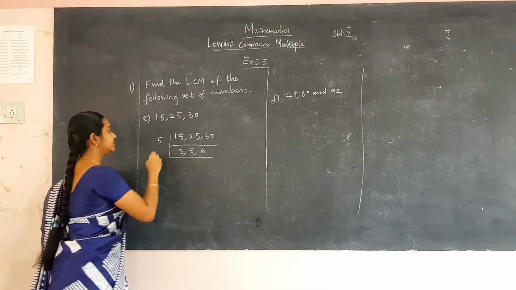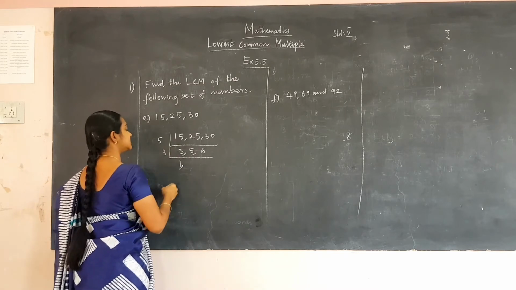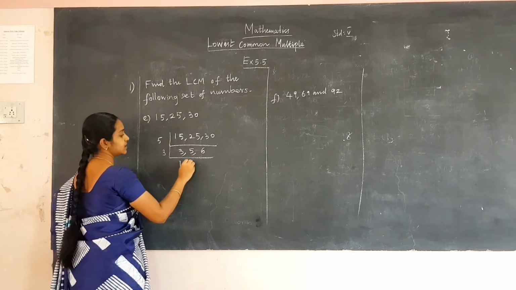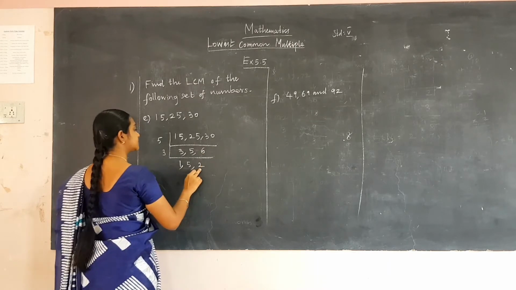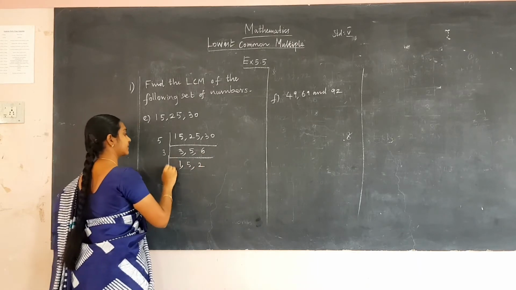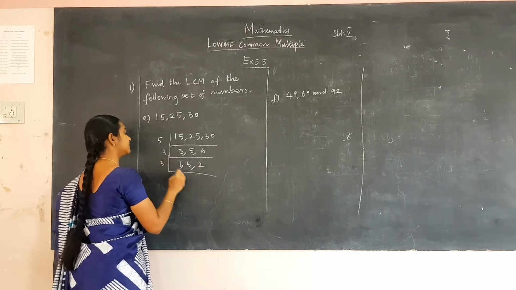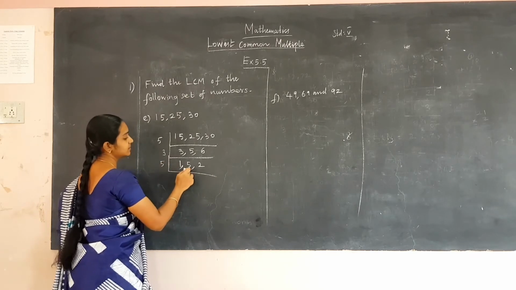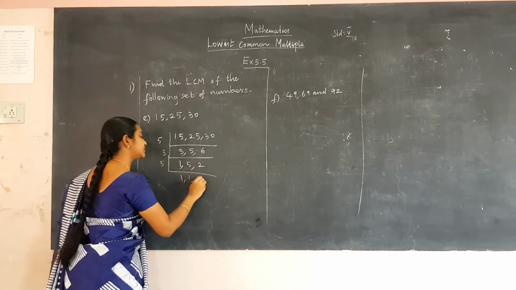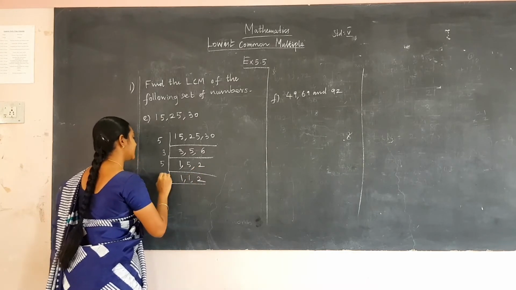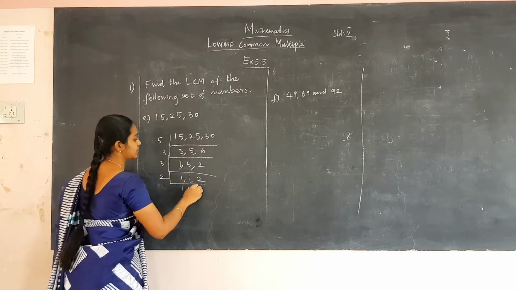Now divide it with 3. 1 3 is 3. We can't divide 5, so keep 5 as it is. 3 2s are 6, so write 2 here. Divide it with 5. 1 comma 1 comma 2. We can't divide with 2, so keep 2 as it is. Now divide 2 with 2. 1 comma 1 comma 1.